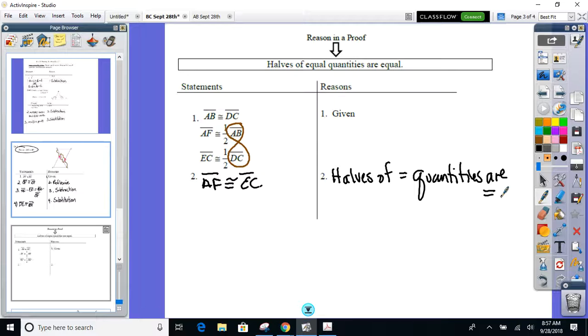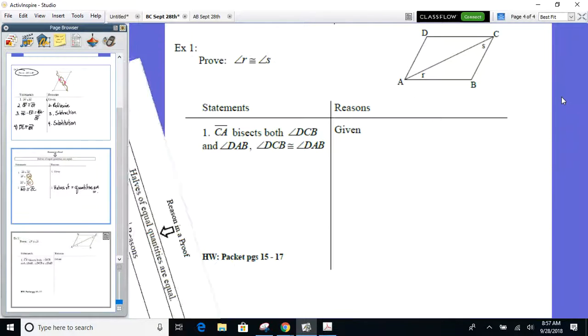Seems it's not too bad, right? If two originals are equal, their halves have to be equal. I just have to identify that I'm doing half, though. And what two words have we already talked about that signify I'm taking half of something? Bisects and midpoint. All right, now let's get a little bit more crazy.